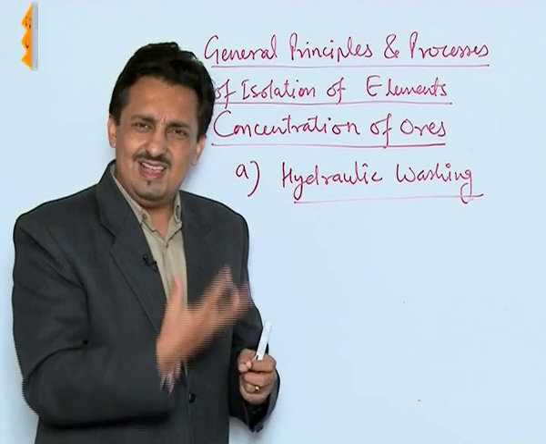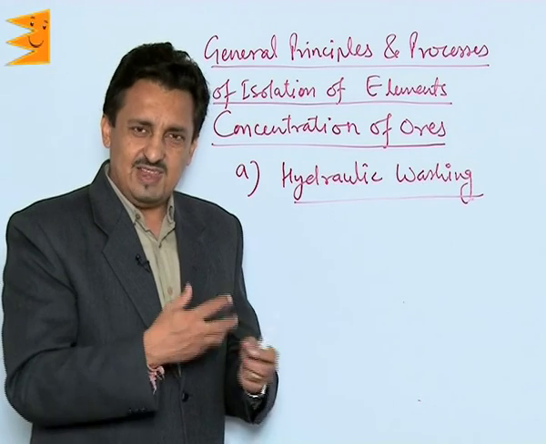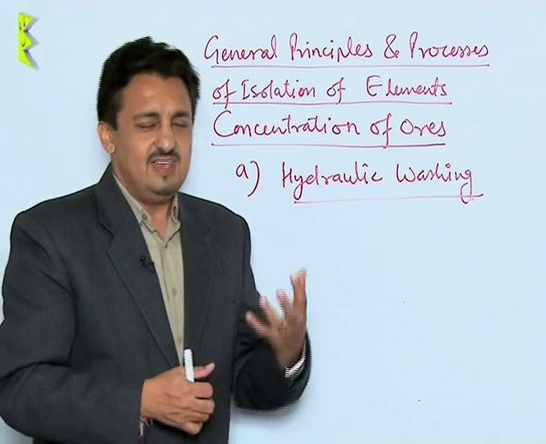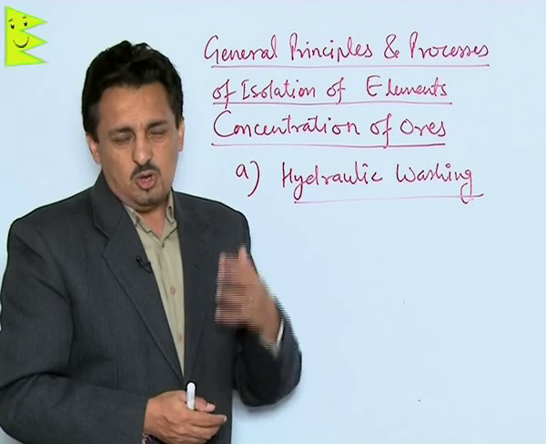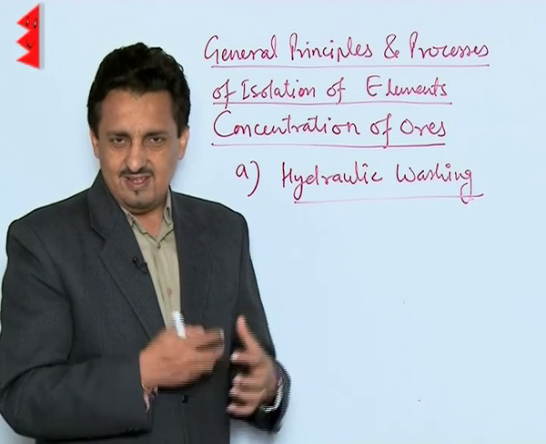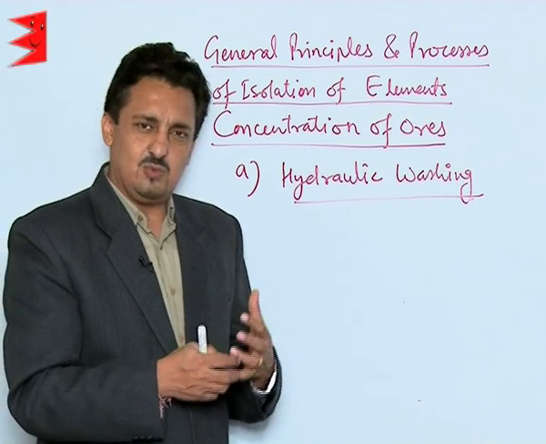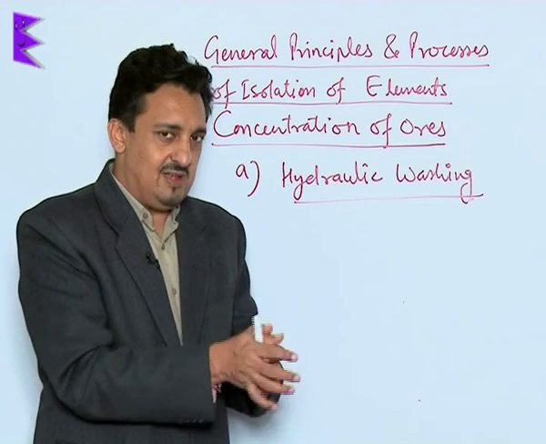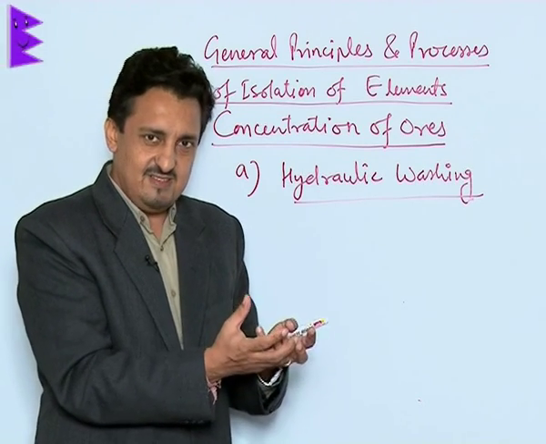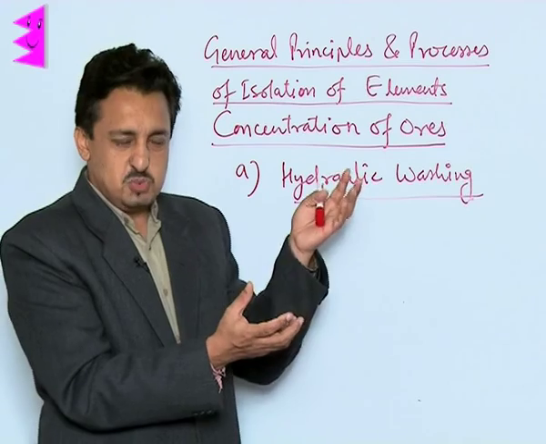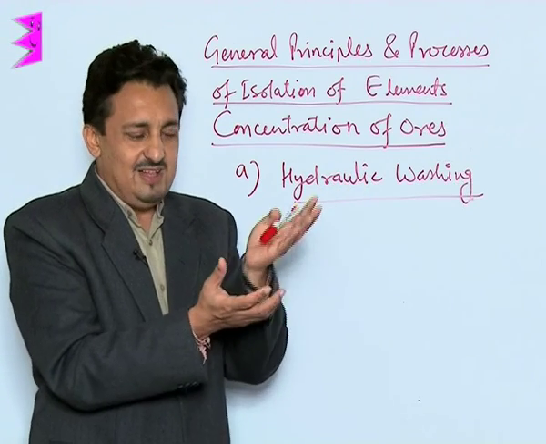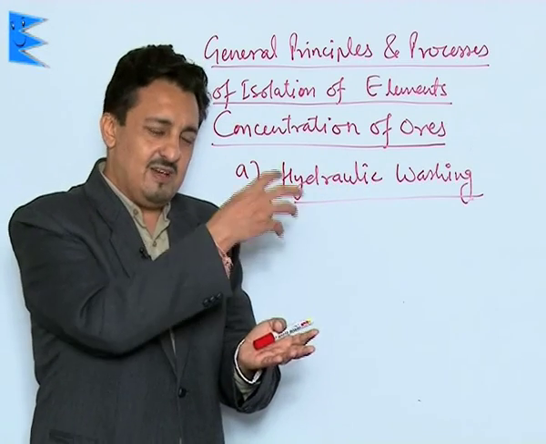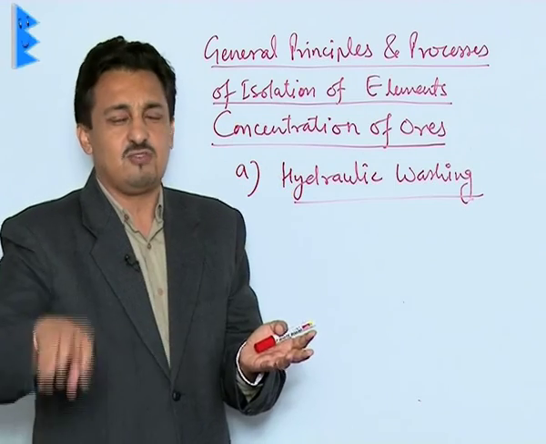The gangue is very light and has much less density in comparison to the ores. So all heavy metal ores are concentrated by hydraulic washing. Since they are ores of heavy metals, they have very high densities. So when they are washed with a stream of water, the ore particles settle down, and all the impurities are taken away with the stream of water.